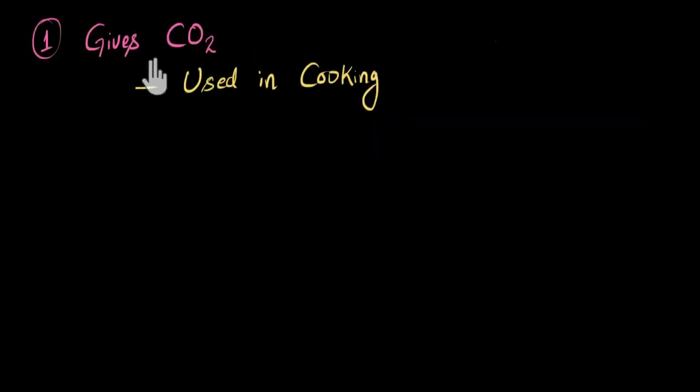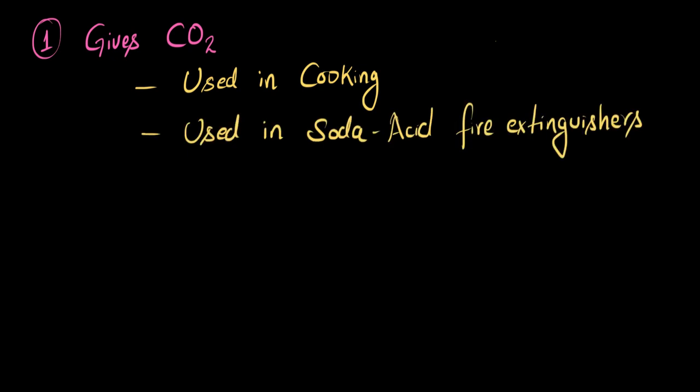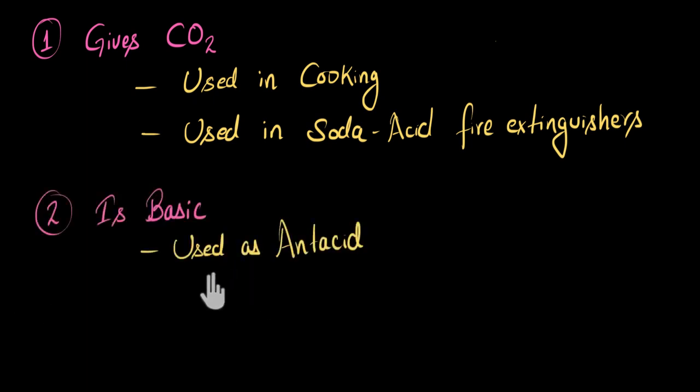So since baking soda gives carbon dioxide, it has got a lot of use in cooking. And for the same reason, it is also used in fire extinguishers. See, carbon dioxide can extinguish fires. And that's why we use baking soda in soda acid fire extinguishers. And also, baking soda is basic in nature. So this can be used as an antacid. See, if you have acidity, meaning excess acid buildup in your stomach, then you can take a little bit of baking soda and this can neutralize the acid buildup in your stomach and give you relief. So since baking soda is basic in nature, it can be used as an antacid.